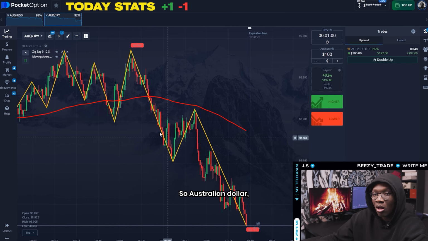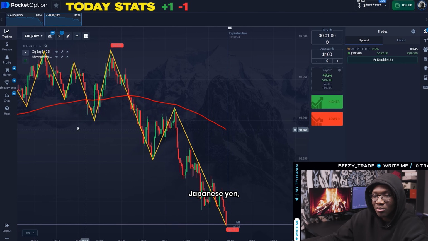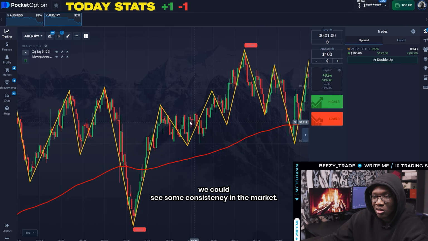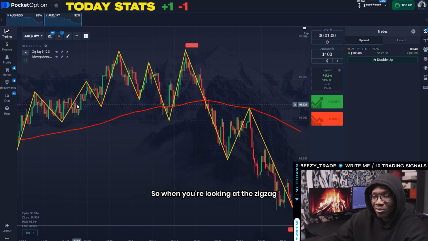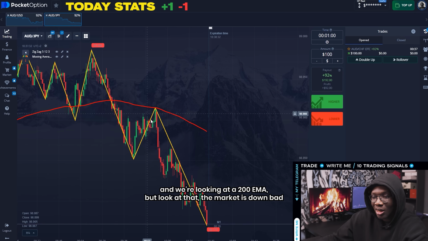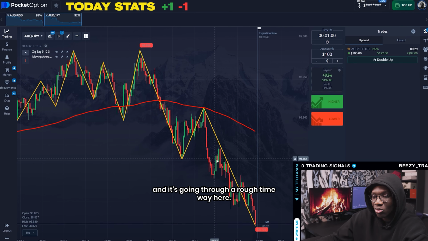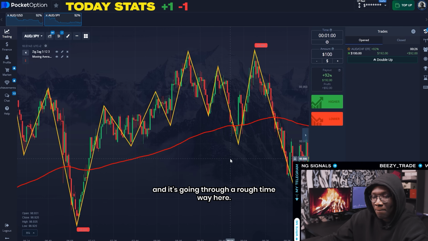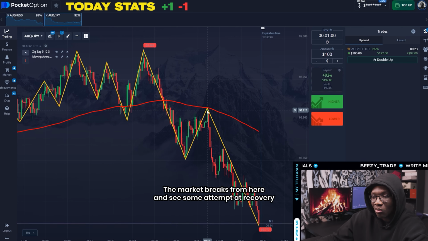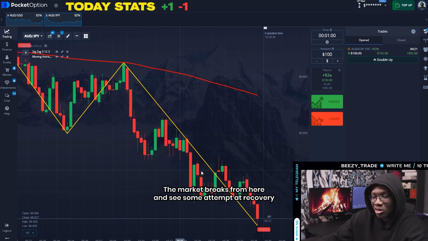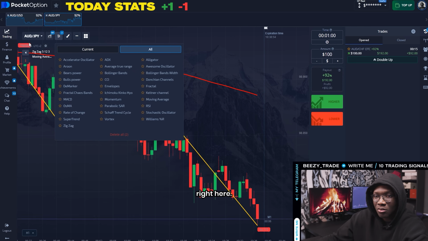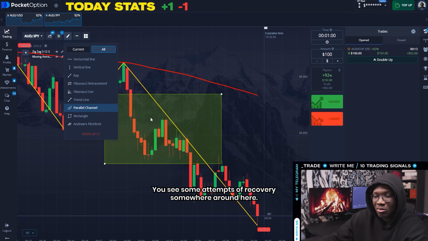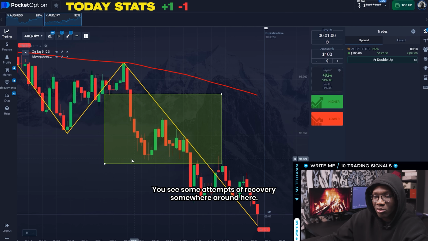So let's go here. Australian dollar, Japanese yen. We can see some consistency in the market, especially when you're looking at the zigzag. And when we're looking at our 200 EMA, we're looking that the market is down bad and it's going through a rough time right here. You can see here's where the market breaks. The market breaks from here and we see some attempts at recovery right here. We see some attempts of recovery somewhere around here.